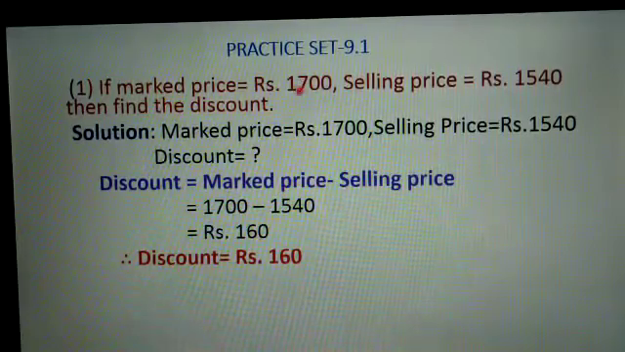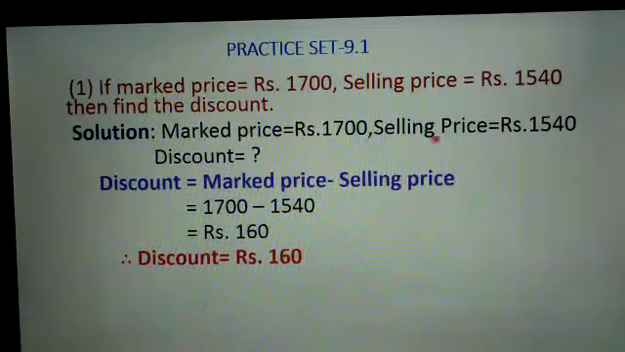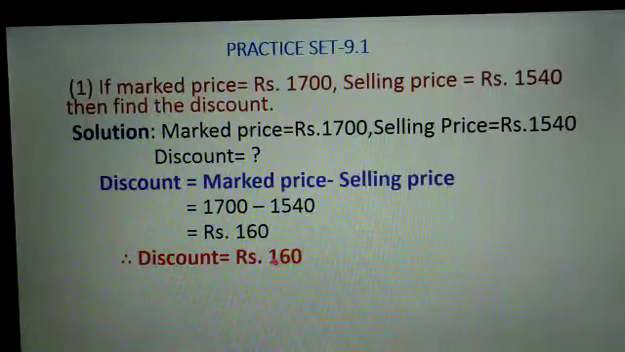So it's very easy now. See what is given: mark price and selling price are given, and we have to find the discount. So solution, mark price is equal to how much? 1700 rupees. Selling price is 1540. What will be the discount? So what is the formula for discount? Discount is equal to mark price minus selling price, that is 1700 minus 1540, which is equal to rupees 160. Therefore discount is rupees 160. So the first sum is over now.